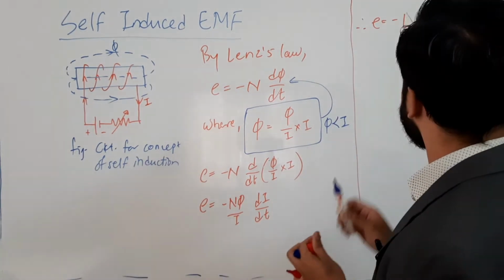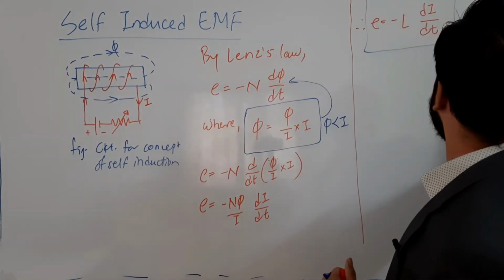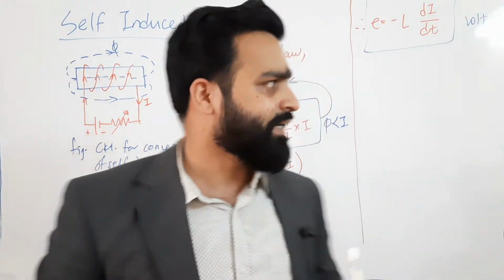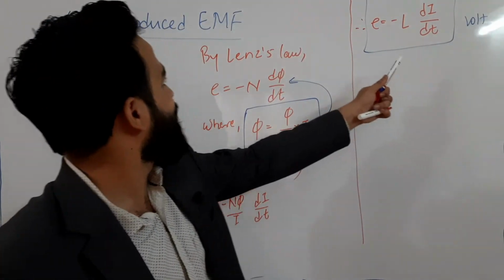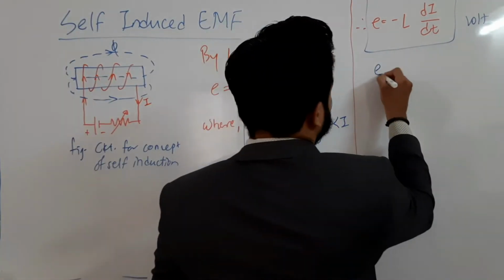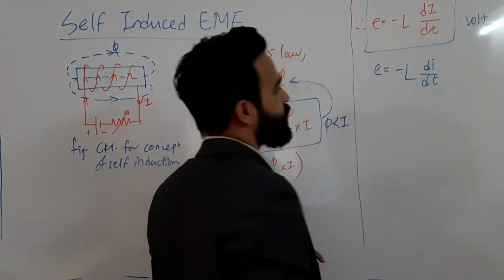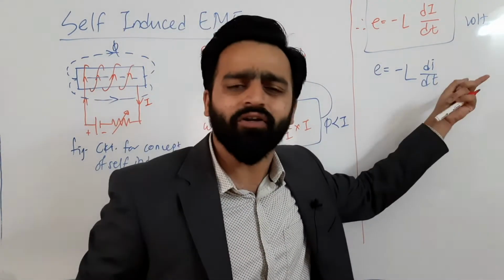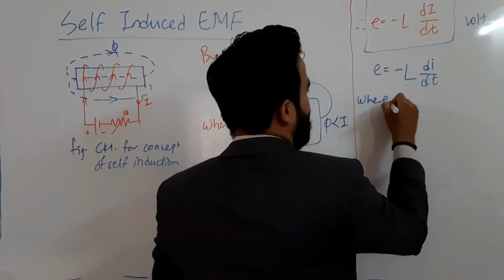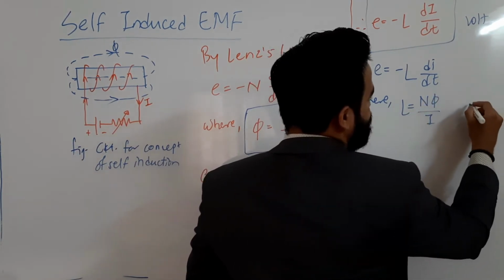This is the equation of self-induced EMF. You can write its unit as volt. The equation of self-induced EMF is E is equal to minus L di by dt. I hope this is visible. If it is not, I will write it a little lower. E is equal to minus L di by dt. You can consider this as a small i or capital I, it doesn't matter. Where L is equal to n phi by I, unit is Henry.